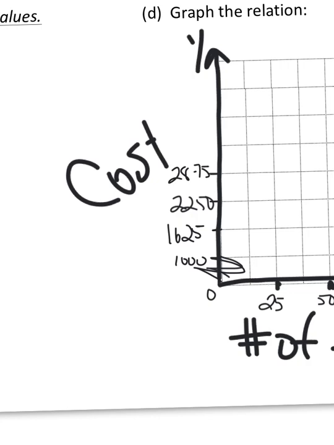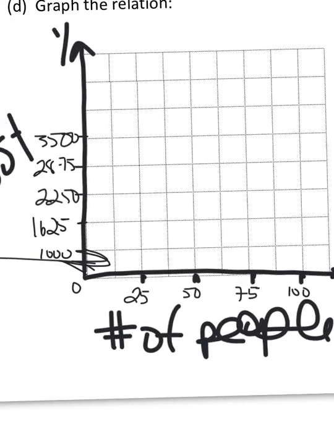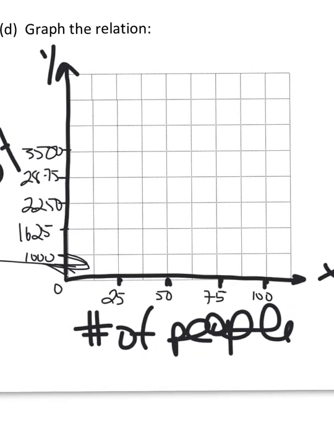2,875. My last one was 3,500. So 3,500. Okay. So let's go ahead and make our graph here. For 0 people, it still costs $1,000. So I need a point at 0 and 1,000.